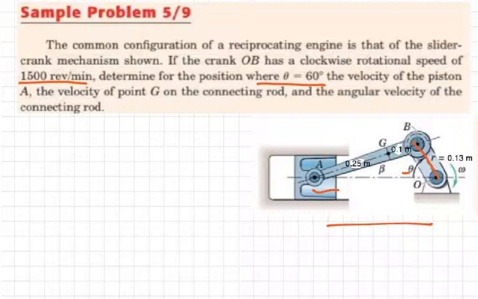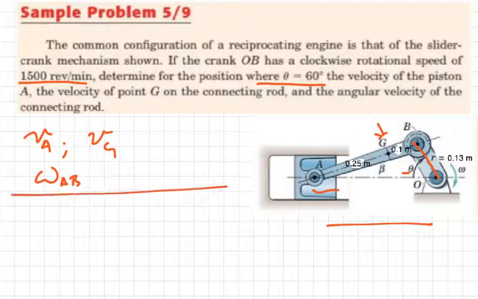so we have to find the velocity of piston A, which is VA, and then the velocity of the point G on the connecting rod. So something like V of G, and the G is right here on the connecting rod, and the angular velocity of the connecting rod. So also we need to find omega of the connecting rod, which is the angular velocity for AB. This is the connecting rod.